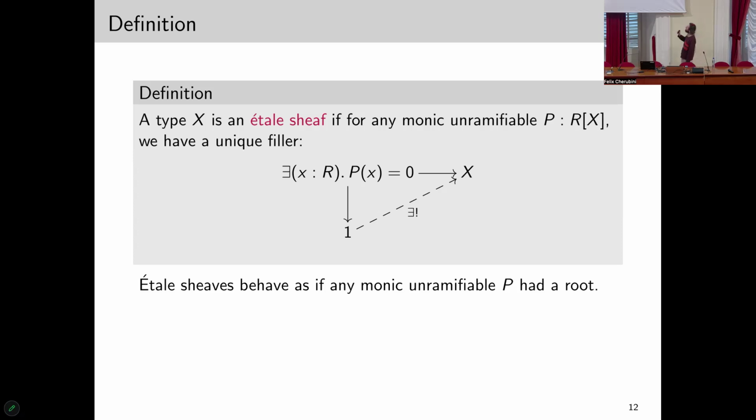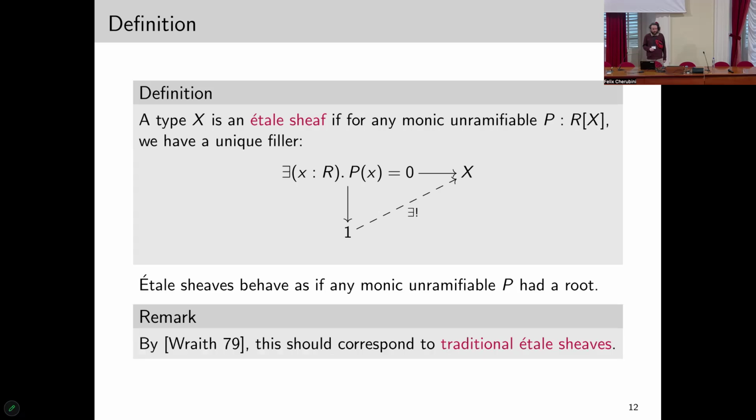And so what I say for any such polynomial is that if I have an element in X, assuming that this polynomial has a root, then I can actually build a unique element in X. And so essentially it means that when I want to build something in X, I can assume that any such polynomial has a root freely. So yeah, that's a relatively natural definition.